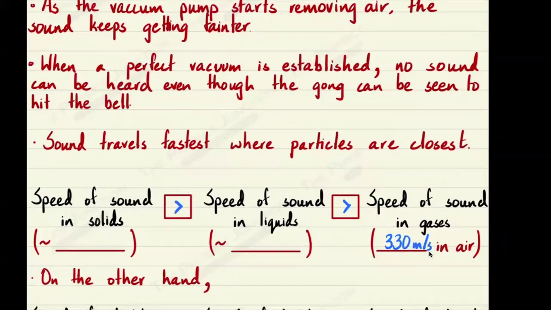Speed of sound in liquids, you're expected to know approximate figures. So this is approximately 1500 meters per second. This is approximately 5000 meters per second. Again, these are just ballpark figures because in reality it would depend on the actual type of material, something like the temperature. All of these would impact how fast sound travels.